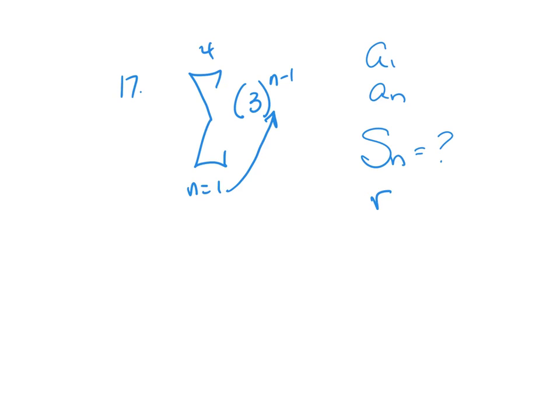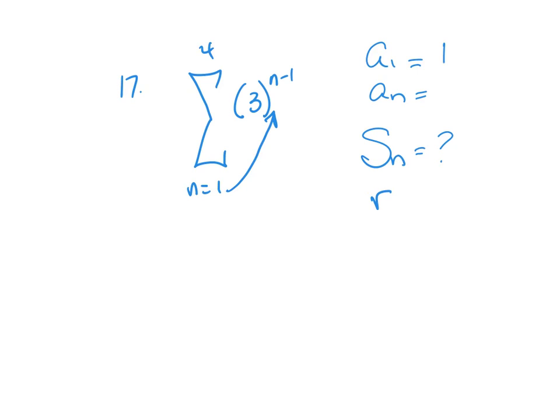What is a1 when you plug in that bottom number into 3 to the n minus 1? It is 1. Oh, yeah. Because 1 minus 1 is 0, and 3 to the 0 is 1. Now, what happens when you plug in a 4 in for n?